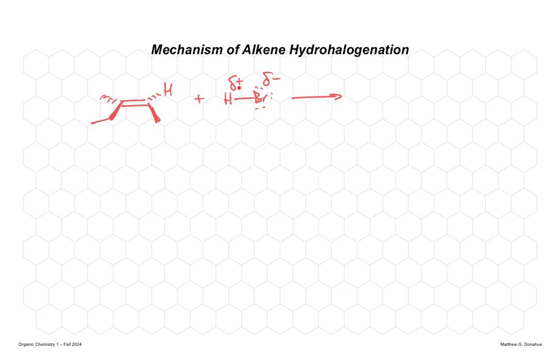So assigning these partial plus, partial minus is always useful because it helps you start your curved arrow formalism. So if that's delta plus, it's attracted to something that has electron density, that's the pi bond. And so we start our arrow. We're going to protonate based on Markovnikov's rule. We break the HBr bond.